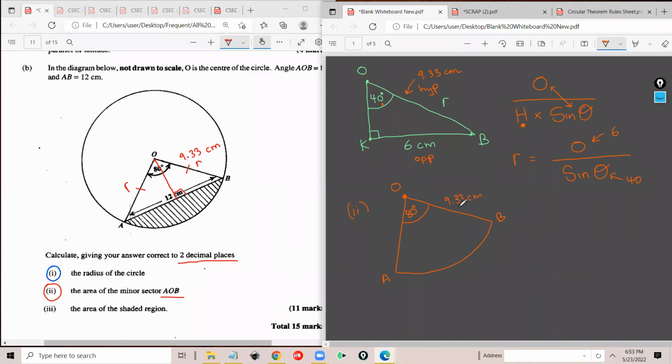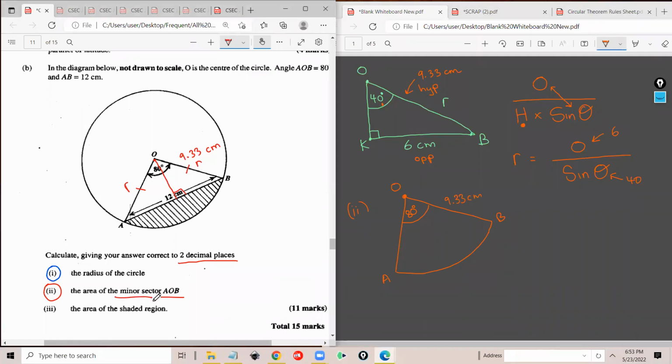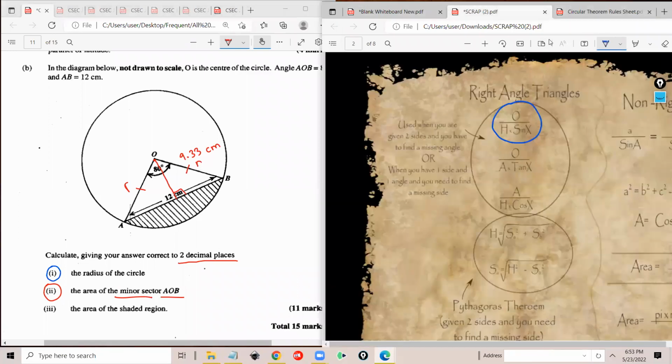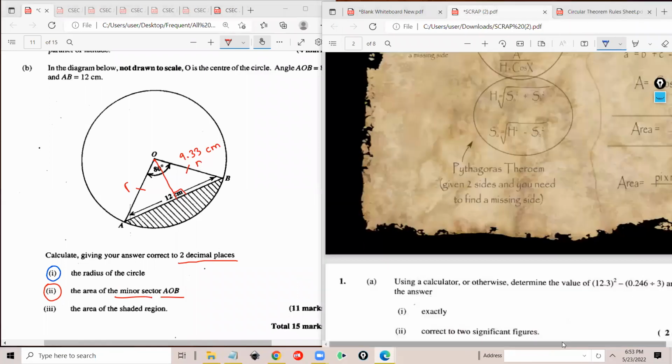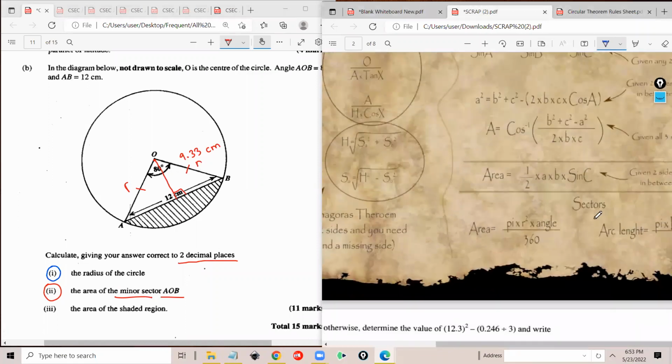In case you cannot remember how to find the area of a sector, good news is it's given on the formula sheet. But I have it written down here as well. I know it's kind of hard to see on this document, but the area of a sector is pi multiplied by the radius squared multiplied by the angle divided by 360.